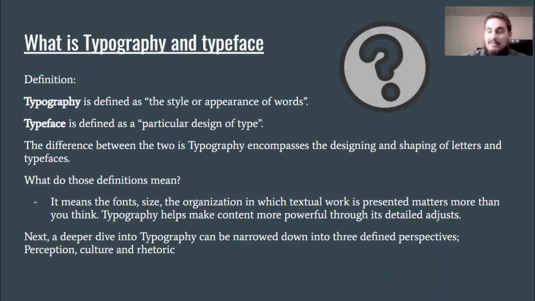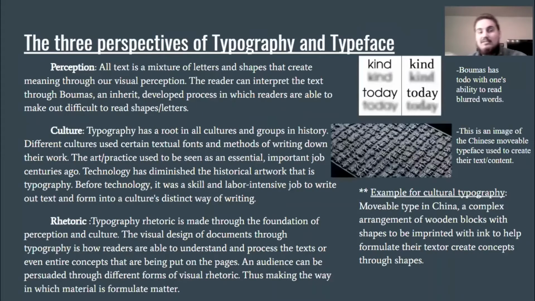So next, a deeper dive into typography, which can be narrowed down into three different defined perspectives, which are perception, culture, and rhetoric. Perception is a mixture of shapes and letters that help create meaning through our visual perception. And the reader can interpret the text through BOMAS, an inherent developed process in which readers are able to make out difficult to read shapes and letters. A good example is the picture on the right there with "kind" and "today," where you can read the blurred words, even though they're blurred.